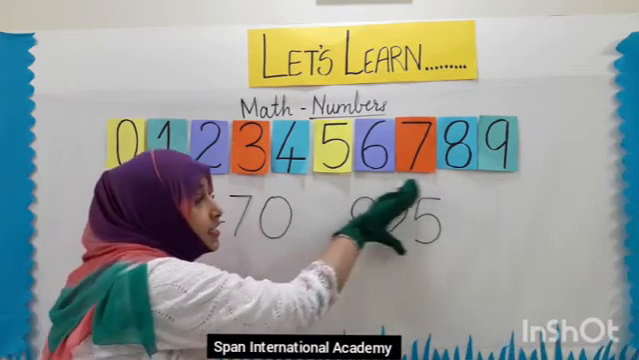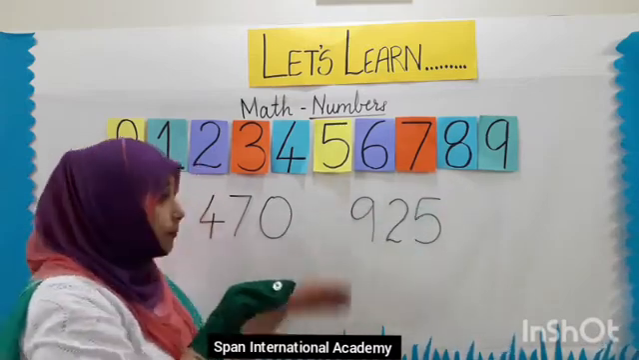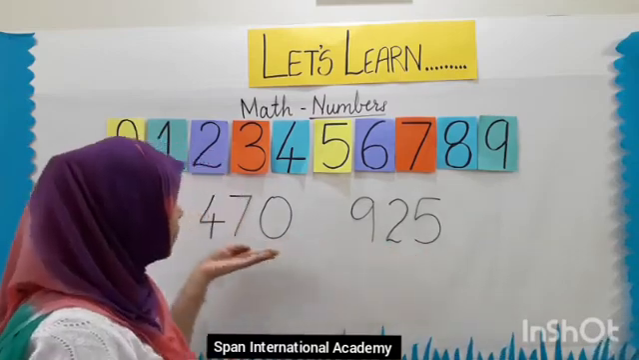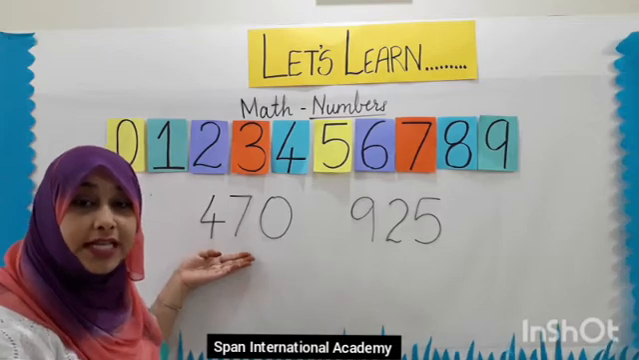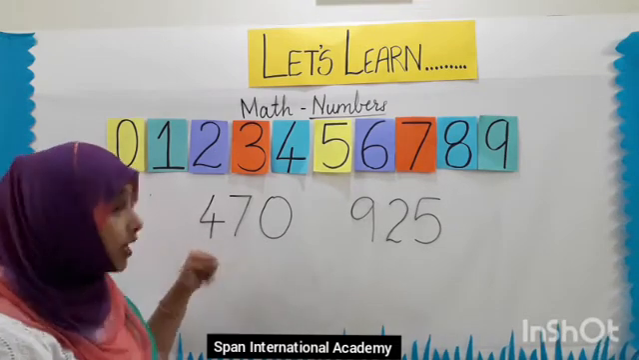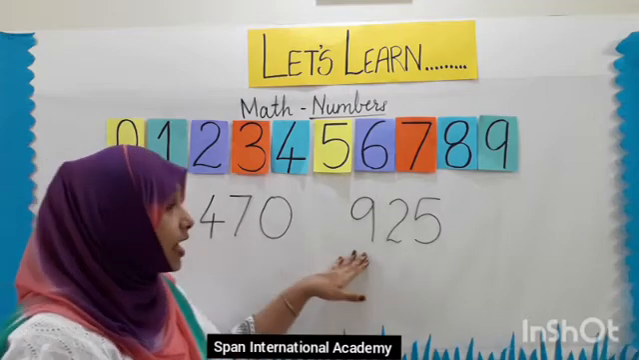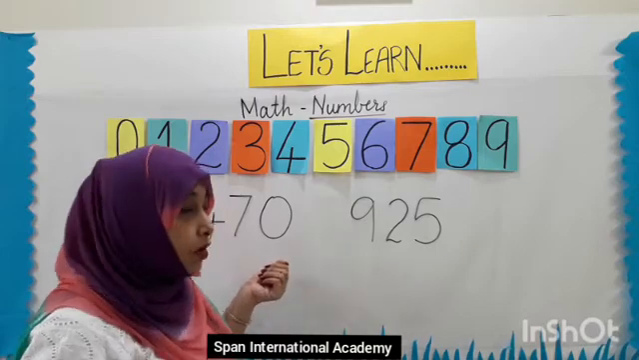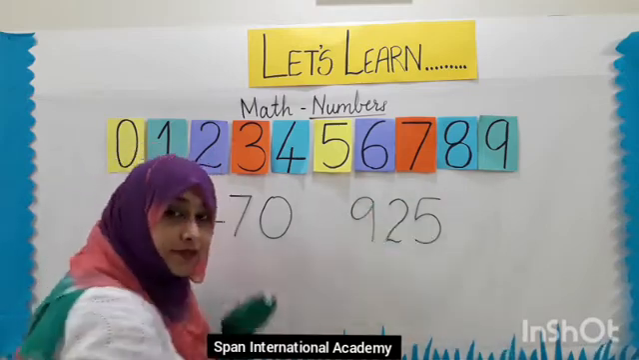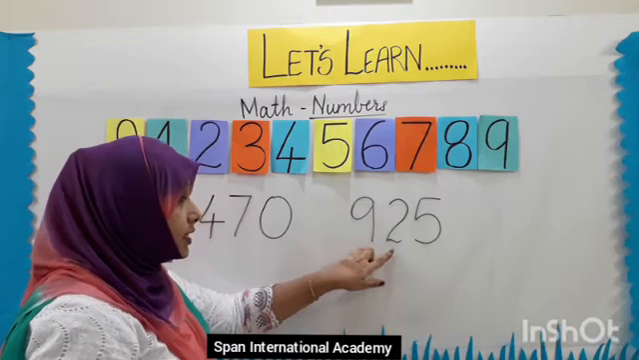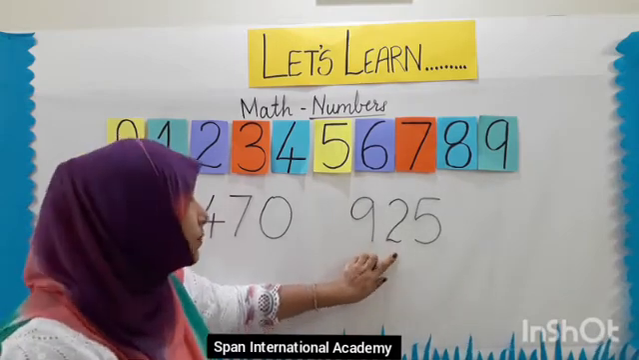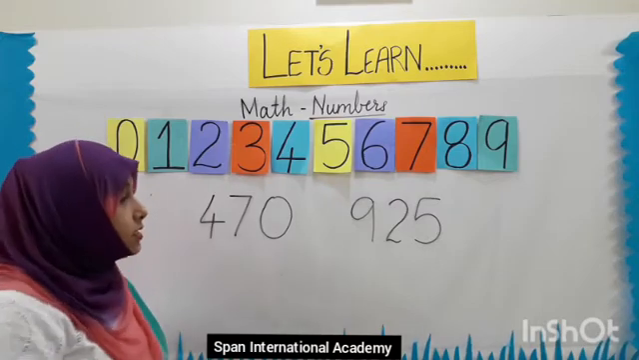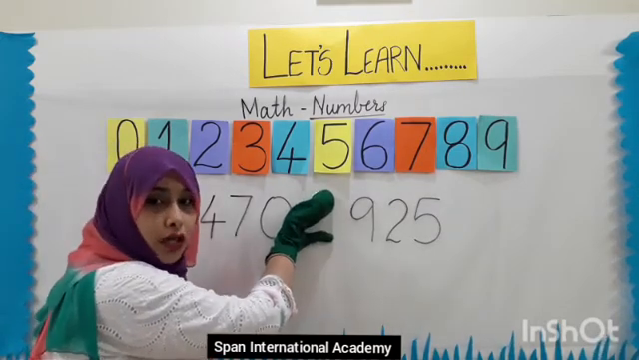Okay, the crocodile has eaten this number. Why? Because 925 is greater than 470. Okay? 470 and 925. These are the two numbers. The crocodile ate 925. Why? Because this number is greater. It is bigger than 470. Okay? So now, can I keep this crocodile here for a long time?